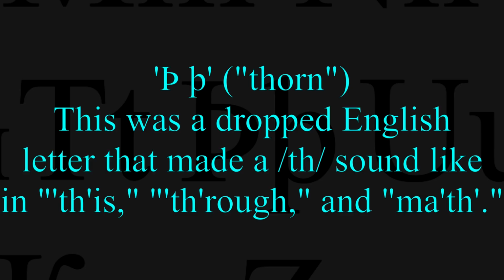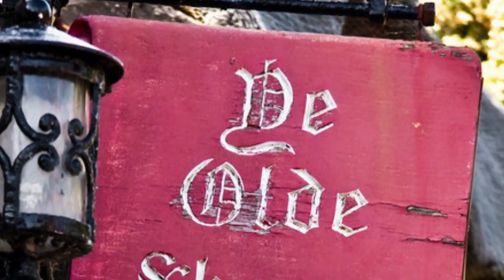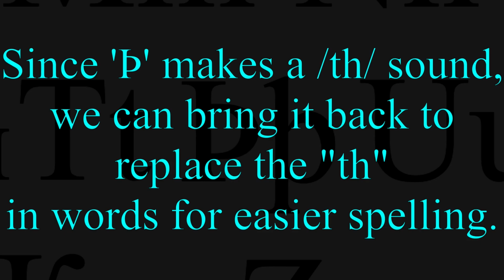This letter is called thorn. It was an old English letter that made a TH sound until it got dropped. Have you ever seen those signs in those Wild West villages or whatever they're called? And they say something like, ye old shop? Well, the ye in that name is not pronounced ye, but pronounced the. So it's pronounced the old shop. Since the in English uses two letters to make the sound, how about we bring thorn back?